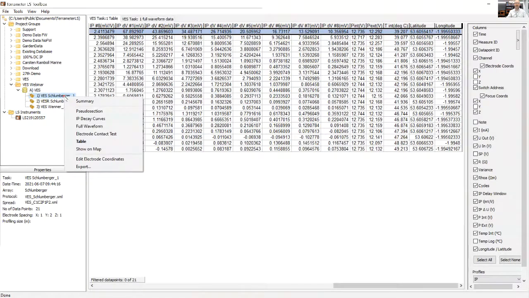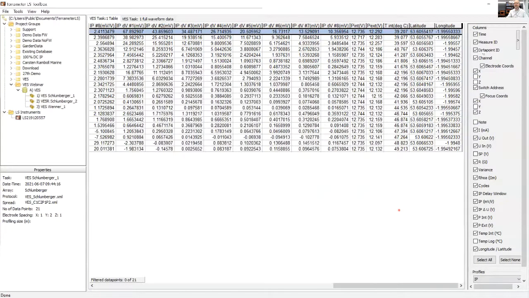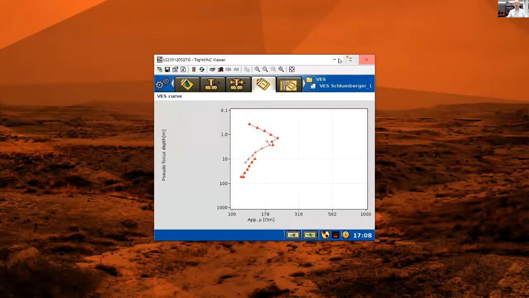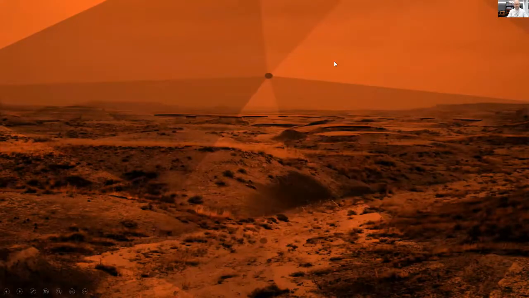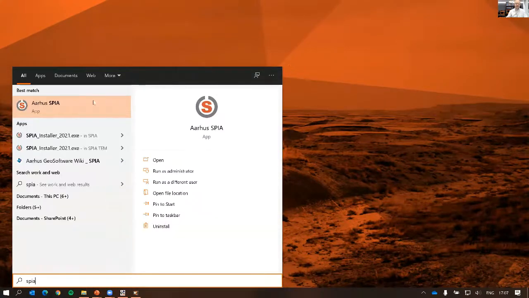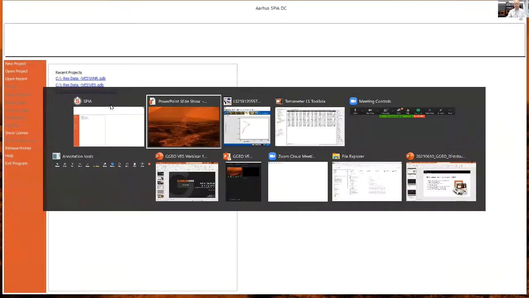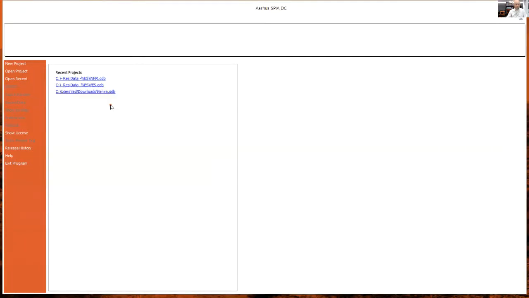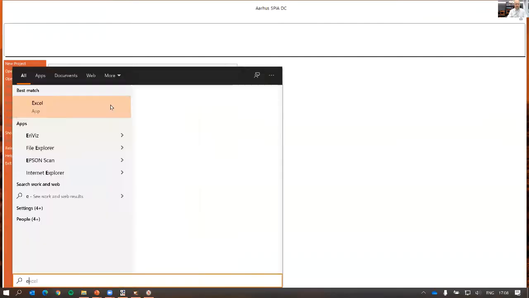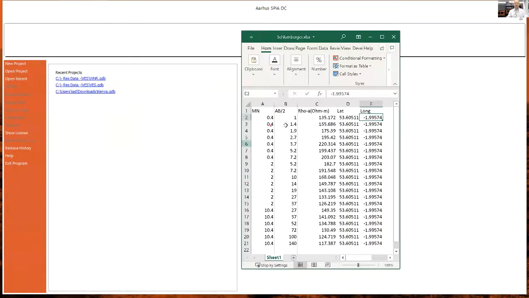So I can then export the data to a text file from my table. So I can just say export, take that out as a text file, and then that would allow me to process the data. So if I open up Sphere now, final couple of minutes. Also open the text file. So here's the data that I have exported.